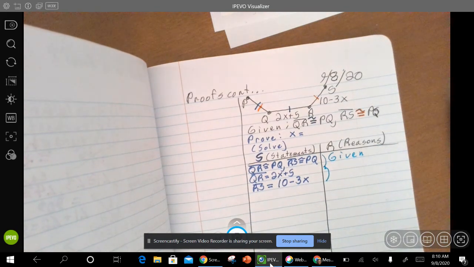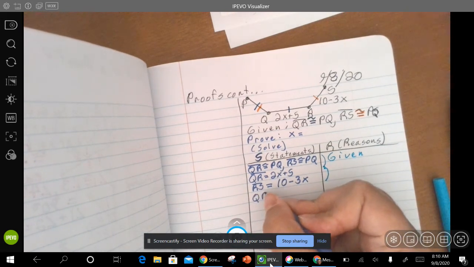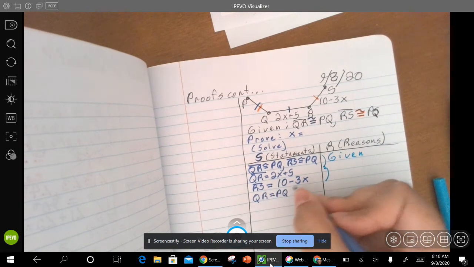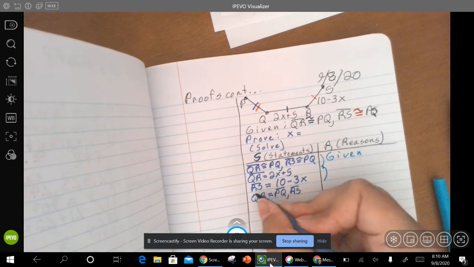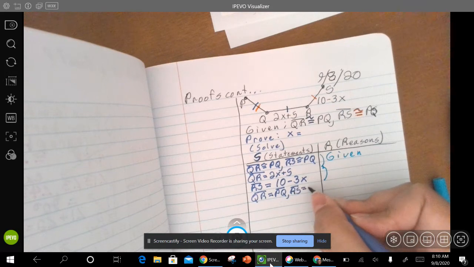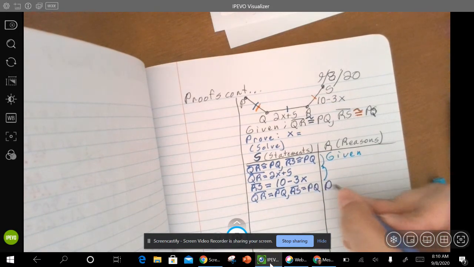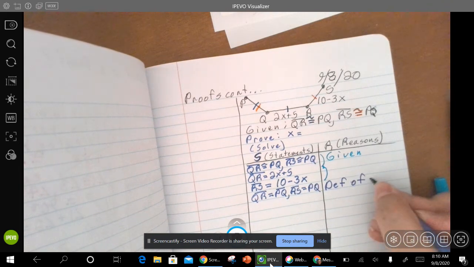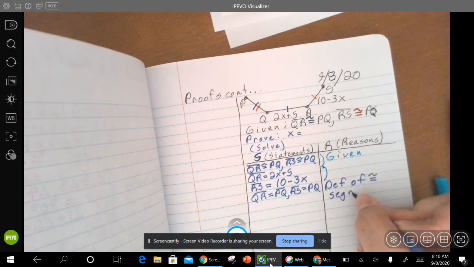So what we know now is that QR is equal to PQ, and segment RS is equal to PQ. And that's the definition of congruent segments. If they're congruent to each other, that means that they're equal length, equal measure.